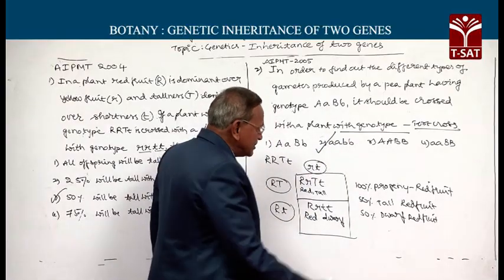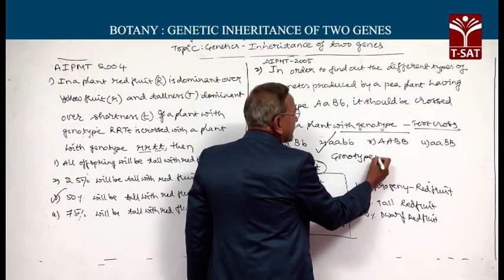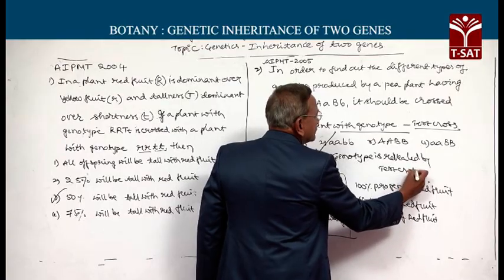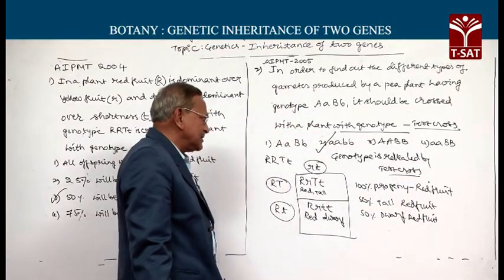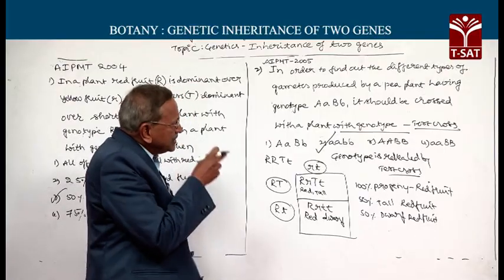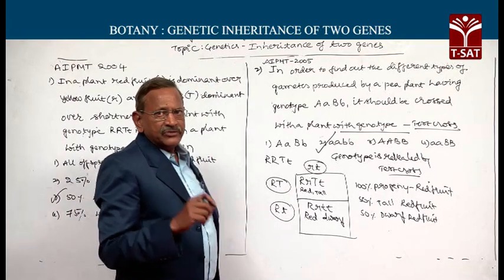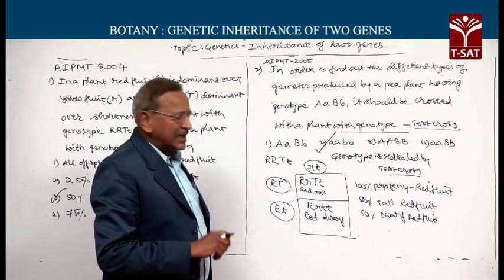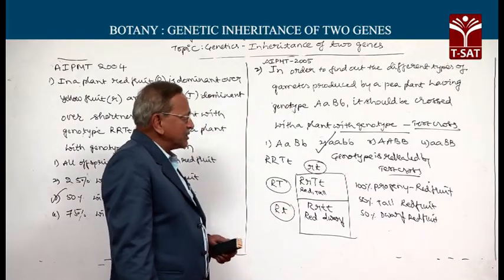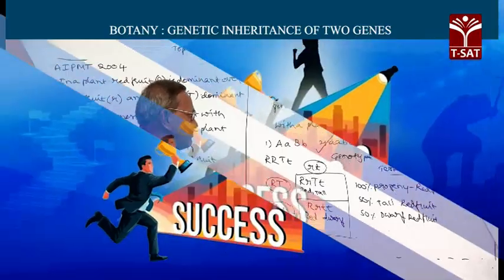So the genotype is revealed by test cross only. Test cross is the ideal tool to identify what type of genes are there in the organism and what type of gametes are produced by the organism. This is the best tool made available to us by the great scientist, father of genetics, Mendel.